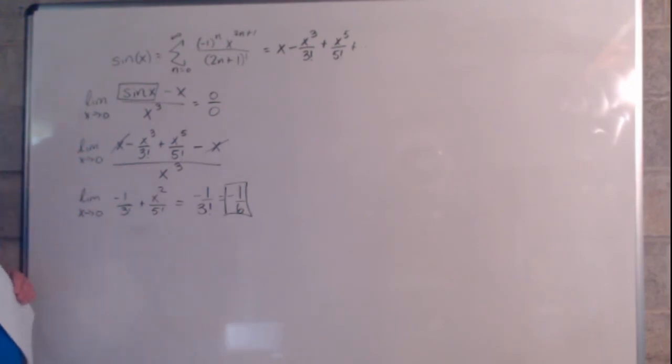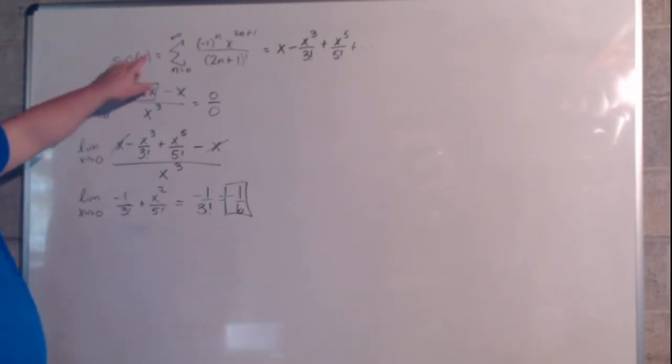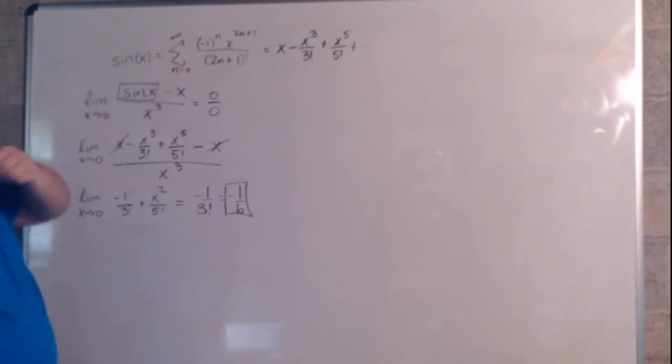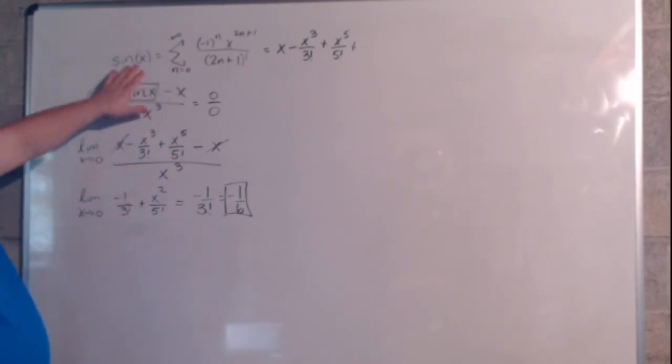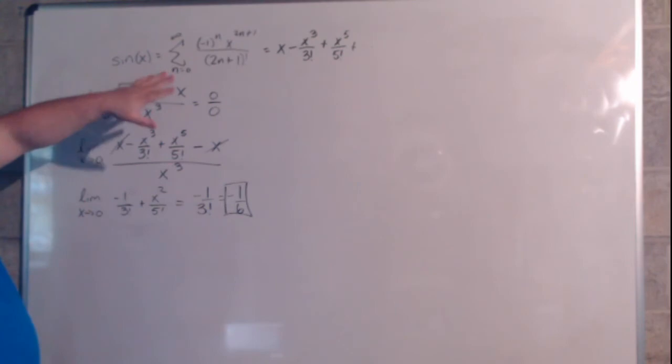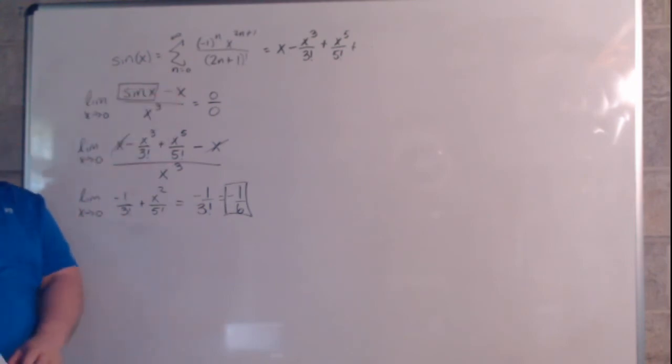So here's a good question for you. This series is infinite, right? It's got an infinite number of terms. How did I know that taking the first three terms would be good enough? Any ideas?